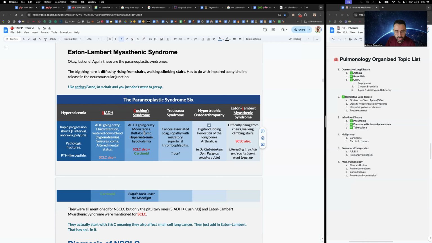Can also get Cushing's. And I think too, because a lot of these cancers start pushing out cortisol. They just start pushing out weird stuff. Trousseau syndrome, this is like a thrombophlebitis. Hypertrophic osteoarthropathy. Eaton-Lambert is a big one. That's kind of tied in with myasthenia gravis.